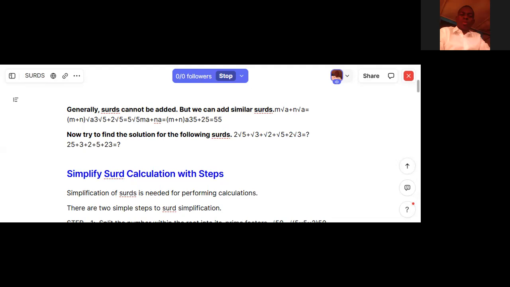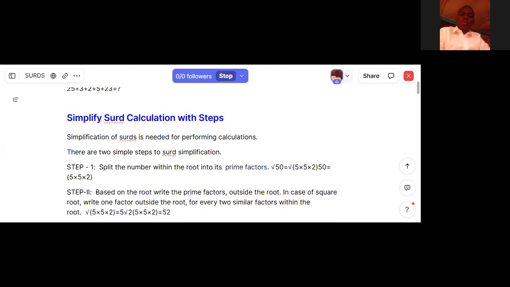So there is a task for you right on the screen, to simplify the following: 2 root 5 plus root 3, plus root 2 plus root 5 plus 2 root 3. If you can do that, apply basic algebra as you've got the fundamental knowledge of that.